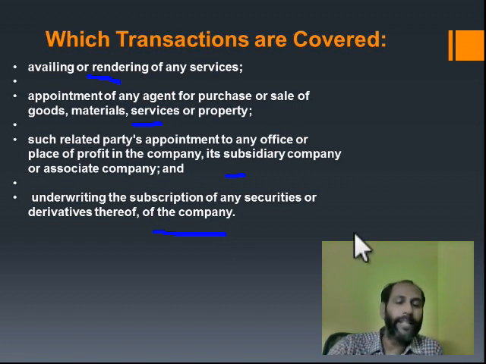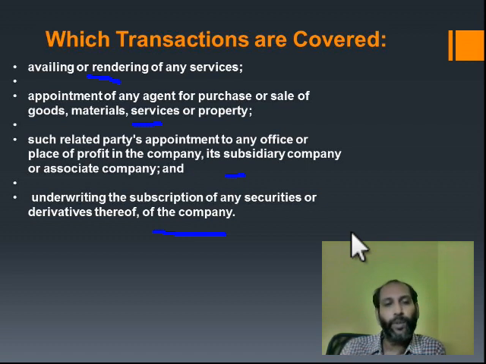So what is the method which we have been following? First I told about what is a related party transaction. Then I told about 2(76), who is a related party. Then I told about the list of related parties. Then we discussed what are the transactions. Now we will move on.